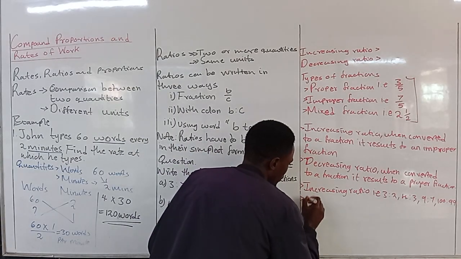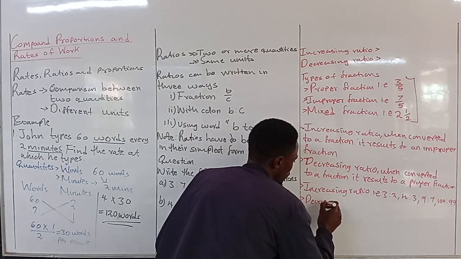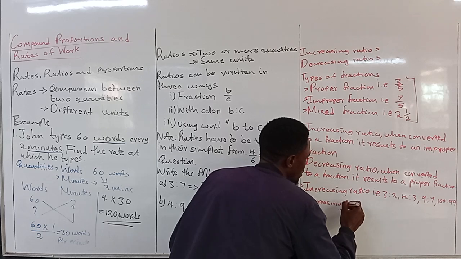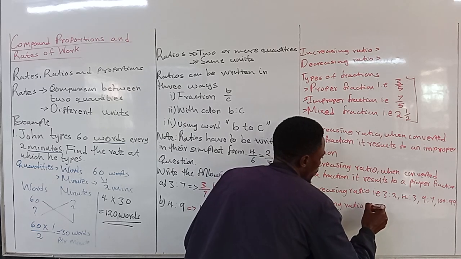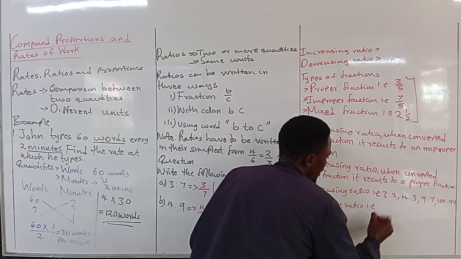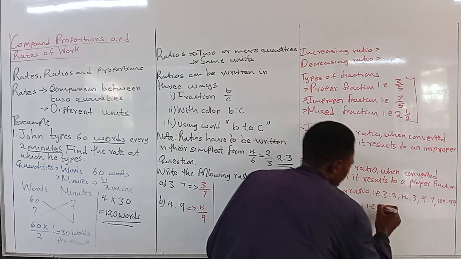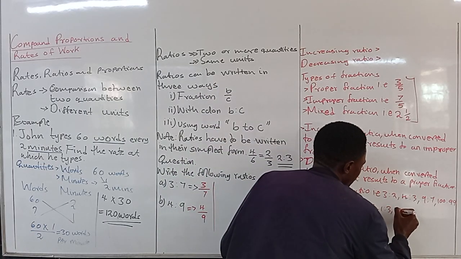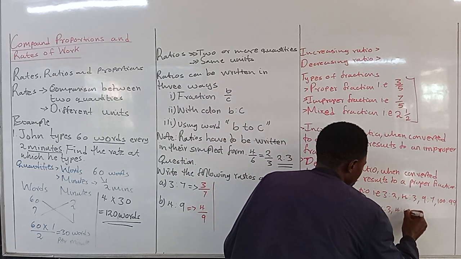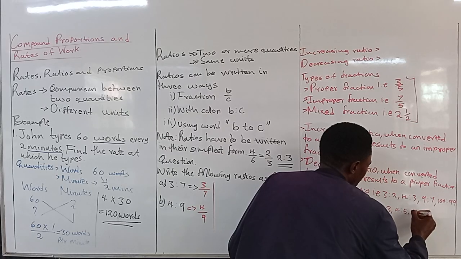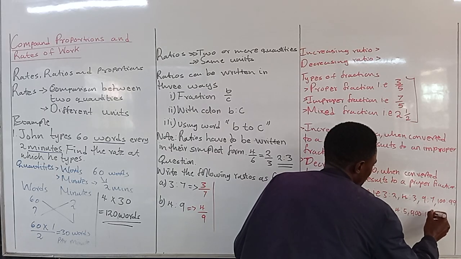That means the first number is bigger than the second number. And then number 2, for a decreasing ratio, the first number is smaller than the second number. In that case, we can have 1:3, then 4 is to 5, and 900 is to 1,000.